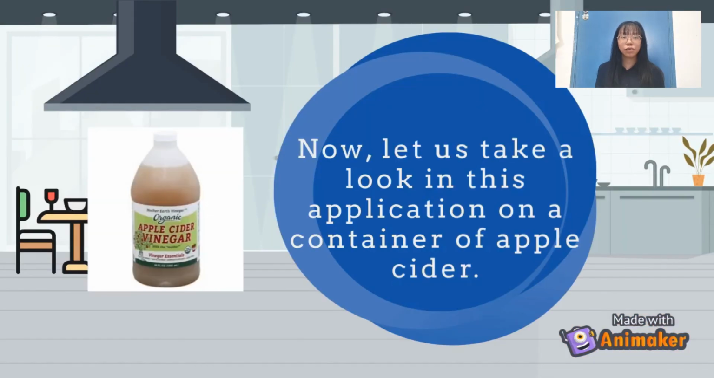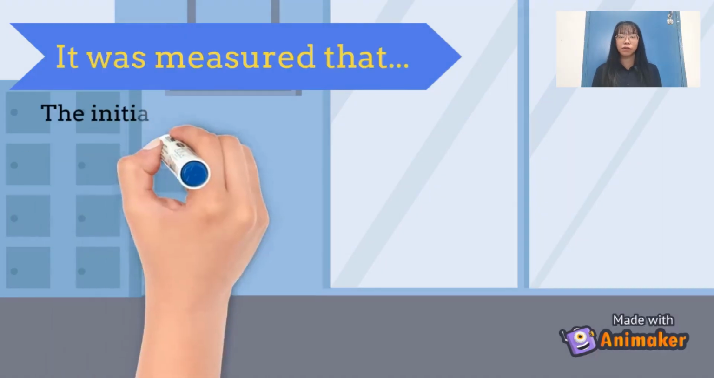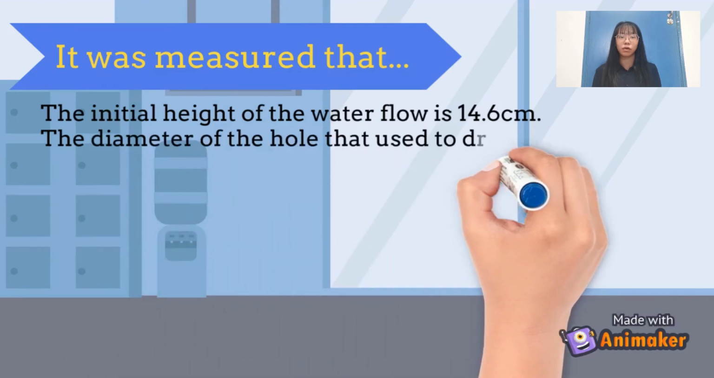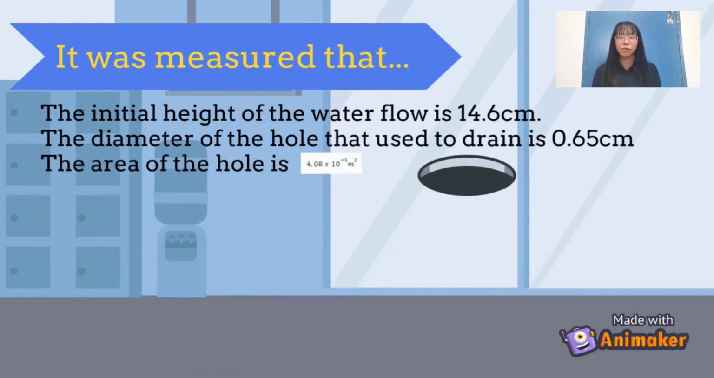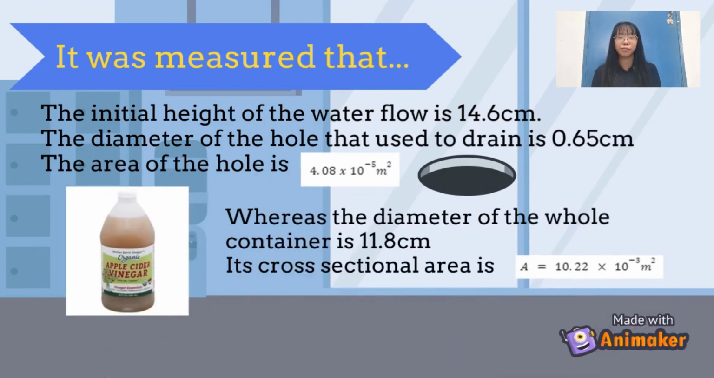Let us take a look into the container of the apple cider. It is given that the initial height of the water flow is 14.6 cm, the diameter of the hole is 0.65 cm, and the area is 4.08 times 10 to the negative 5 meters squared. And the diameter of the whole container is 11.8 cm, and the area is 10.22 times 10 to the negative 3 meters squared. And remember that the gravity is always 9.81 meters per second squared.